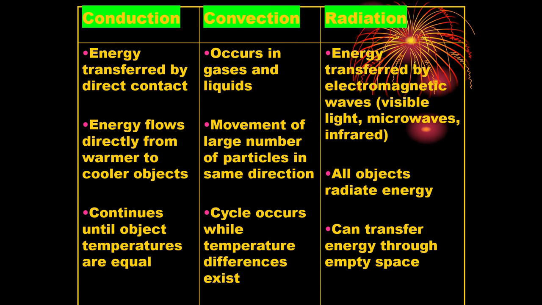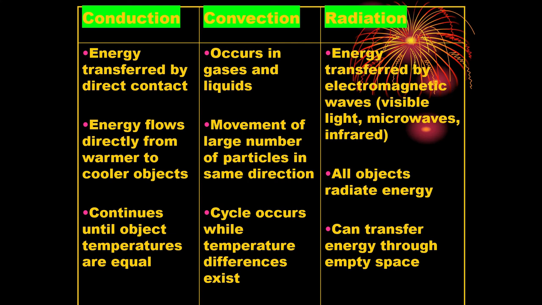This is a very important table that basically sums up everything we talked about. And so this is a very important highlight in your notebook. Notice conduction is energy transferred by contact. Convection is gas and liquids. And radiation is through electromagnetic waves: visible light, microwaves, and infrared.